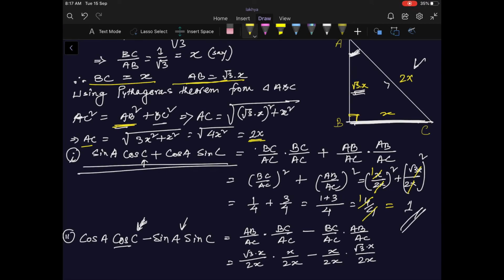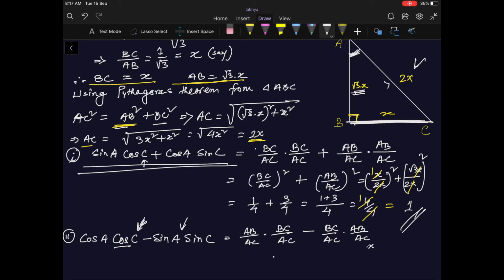As you can see, on both sides of this minus sign, these two terms are equal. AB by AC, BC by AC, again BC by AC, and AB by AC, both are the same. So if you subtract one from the other, you must get 0. You can write directly 0 without putting those values, because both are the same, and when equal things are subtracted from equal things, it always gives 0. So without putting those values, we can write its value directly, that is 0.